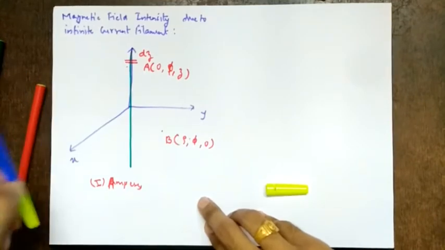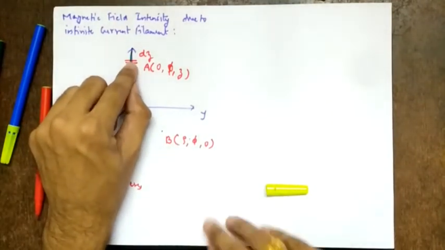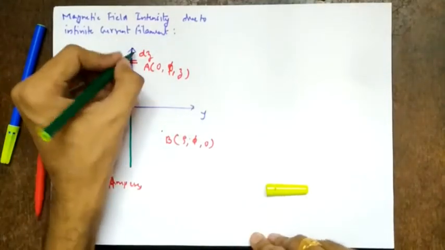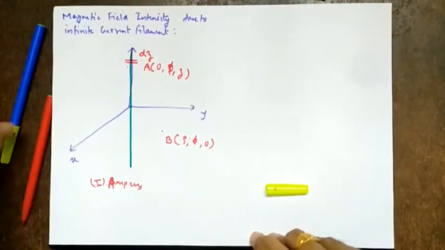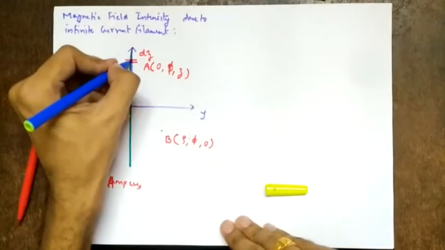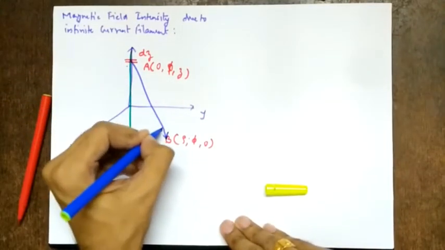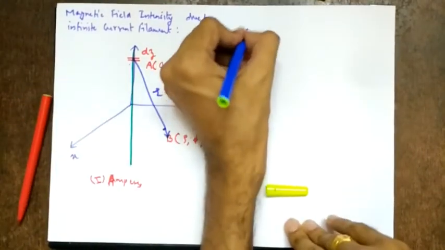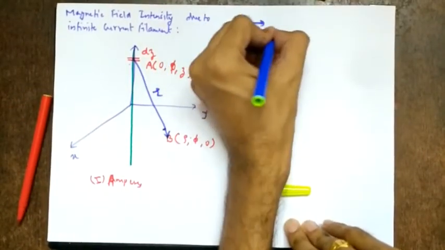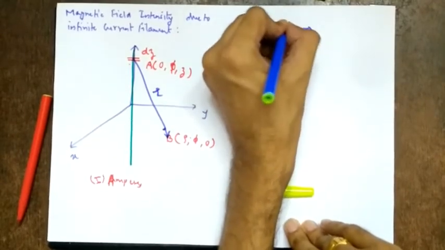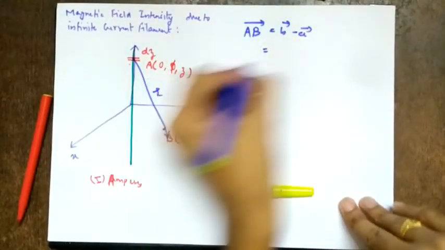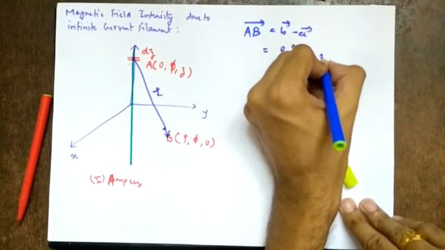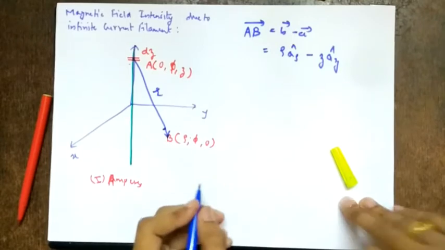We first will find the magnetic field intensity due to this very small magnetic charge, in this direction, because we intend to find it at this point B. So this is my R. I need to find the AB vector, so it is B minus A vector. It will be rho minus 0, so rho a rho cap minus z az cap.